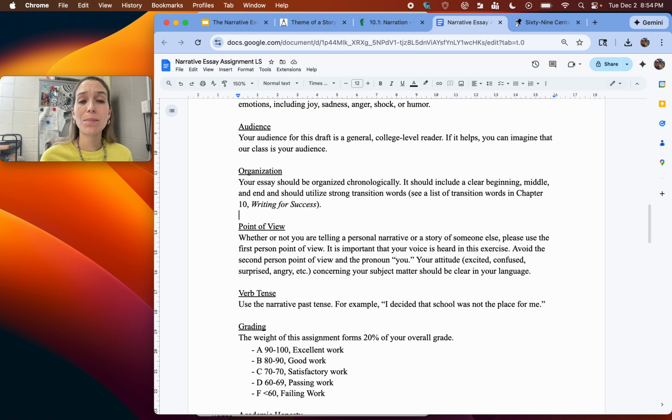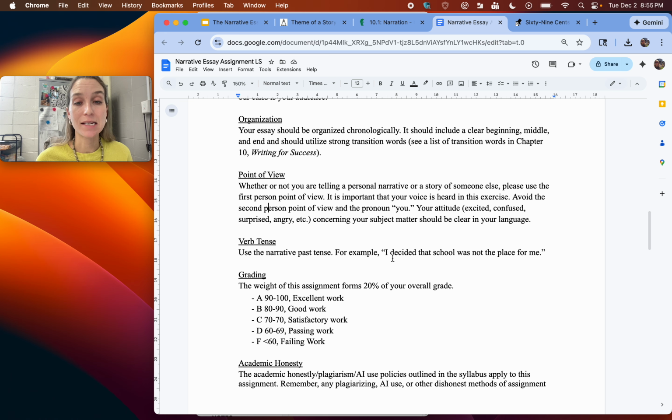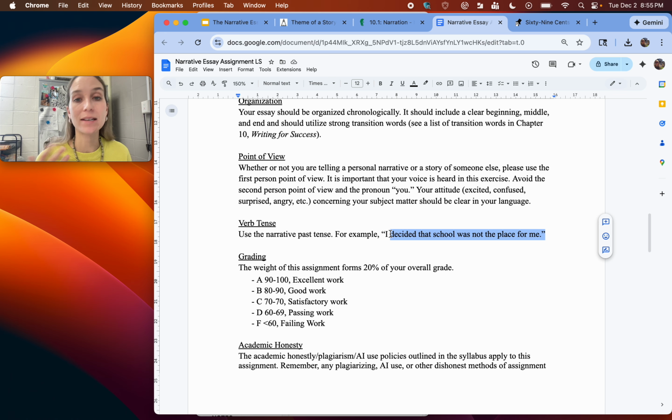Okay, so please, as you write, use the first person point of view, even if you're mostly telling someone else's story. As I have stated before, if you're telling someone else's story, you should have some involvement in the story in some way. The best way to ensure this is to write about someone you know personally. Please avoid the second person point of view and the pronoun you. Okay. You should use the narrative past tense in terms of tense. So for example, I decided that school was not the place for me.